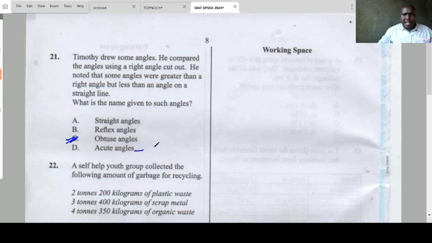Acute angles are angles less than 90 degrees. Obtuse is less than 180 but greater than 90. Reflex is greater than 180 but less than 360. A straight line has 180 degrees.